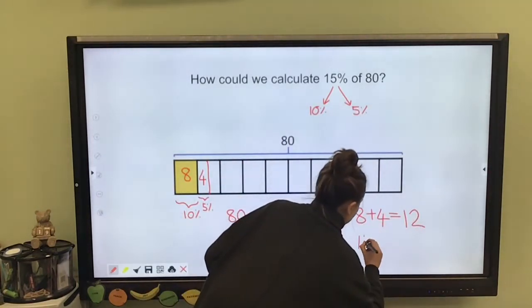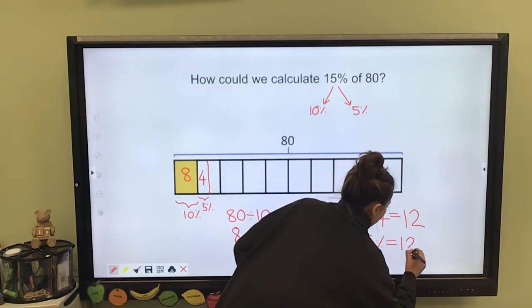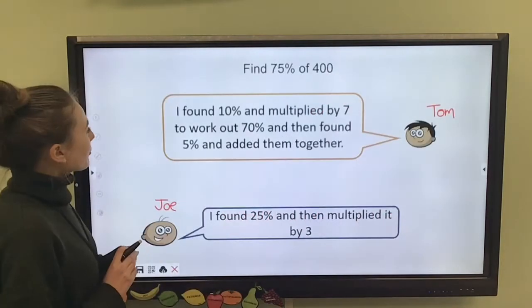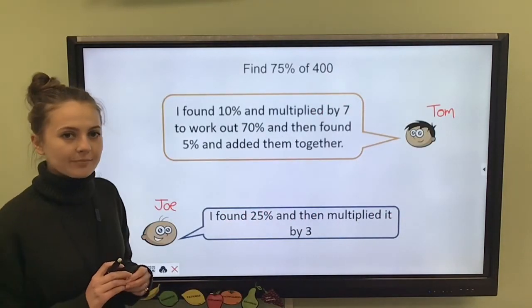So 15% equals 12. So I've got a problem here. It says find 75% of 400.